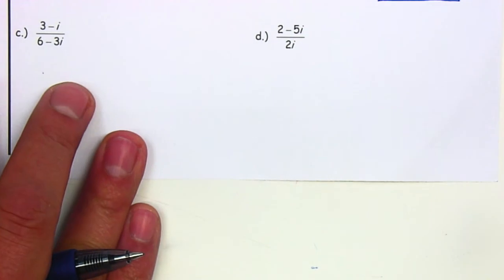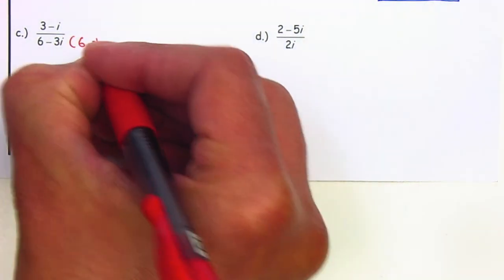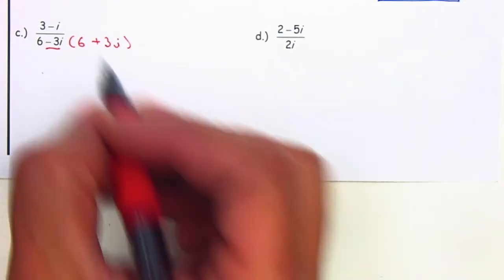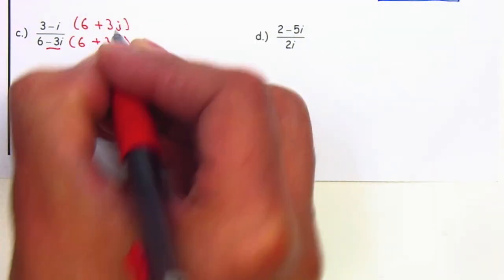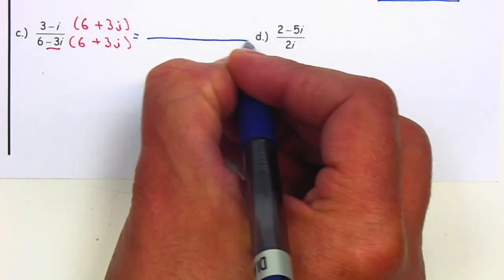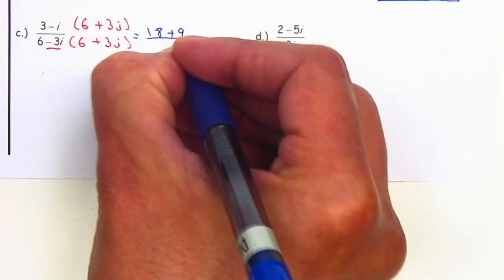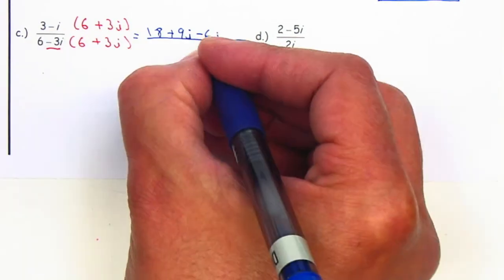Okay, so let's continue with letter C. On letter C, we have an i on the denominator, so we multiply by the conjugate, which is 6 plus 3i. Notice the only thing that I changed was the imaginary to the opposite. It was a negative, I changed to a positive. The 6 remains the same, and what we do on the bottom, we need to do to the top. We are going to use FOIL to multiply, so 3 times 6 will give us 18. 3 times 3i gives me 9i. Negative i times 6 is negative 6i. Negative i times positive 3i is negative 3i squared.